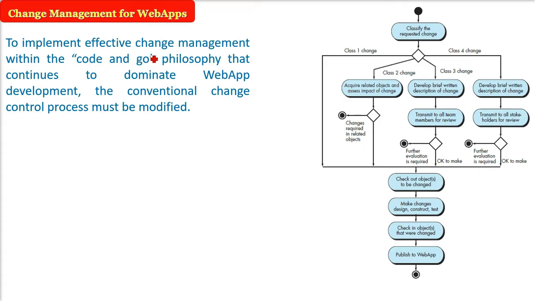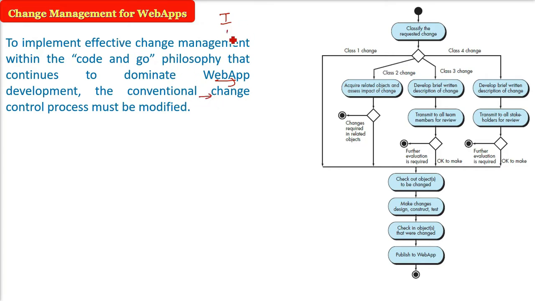So in order to implement effective change management within this code-and-go philosophy, which we are already following in web app development, the conventional change control process has to change. It needs to be modified. So how do we do this? We can divide it into certain categories, certain classes. This is how we employ change management for web apps.